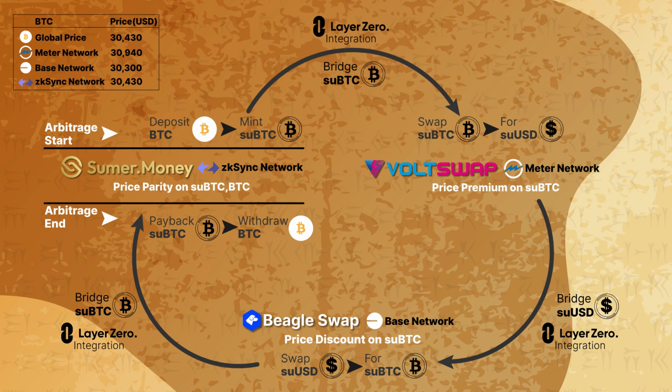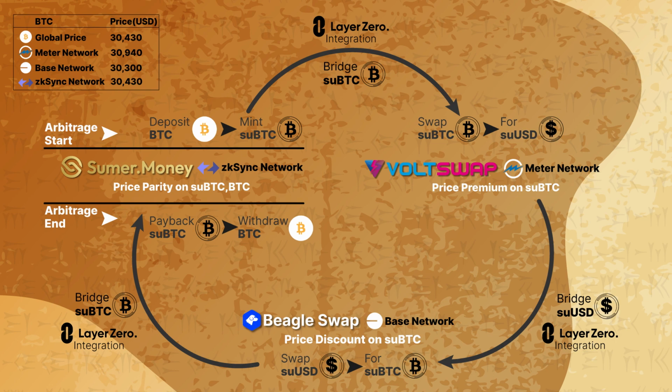For this tutorial, we have outlined an arbitrage opportunity for WBTC across the three different networks, namely Meter Testnet, Base Testnet, and the ZK Sync Testnet. Given the BTC price disparities across these networks, we'll leverage the Sumer assets to make the most out of this arbitrage opportunity. First step will be to mint SuBTC on ZK Sync network by depositing WBTC, followed by cross-chain transfer of SuBTC to the Meter network to profit from the price premium.